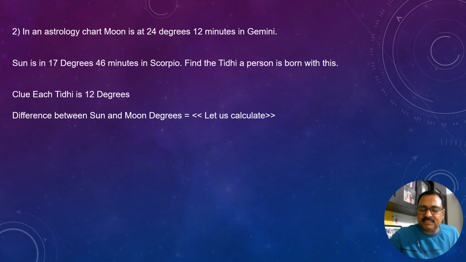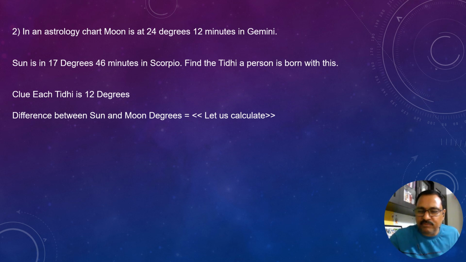Now the second exercise that I will show you today is this: in an astrology chart, the Moon is at 24 degrees and 12 minutes in Gemini, right? And the Sun is at 7 degrees and 46 minutes in Scorpio. Given the degrees of the Sun and the Moon, how can you find out the tithi of this specific combination? Let us assume that a person is born with this combination. You need to find out what tithi the person is born in, given the Sun degree and the Moon degree.